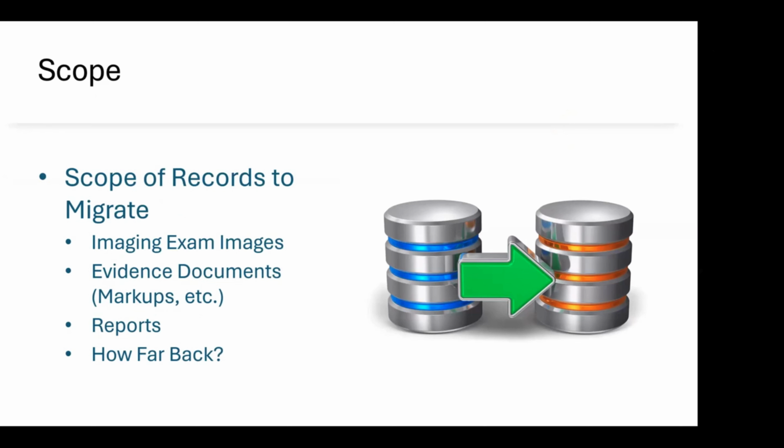The next thing people have to deal with is the scope of records. So first, let's talk about the types. So obviously the imaging exam images, but also you can look at things like evidence documents. And as I said, sometimes historic ones are proprietary, looking at reports, and then also going how far back. So when you start to identify the data to be migrated, typically the images, any evidence documents that are in DICOM format or are converted to it, and prior reports are included in the scope. But some records may be deemed out of scope.